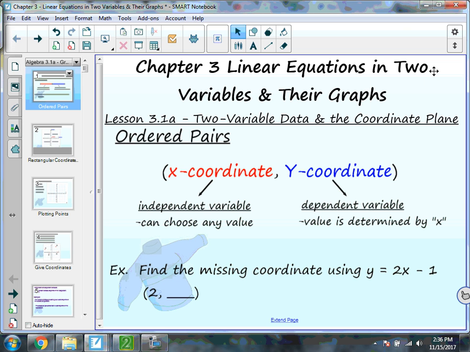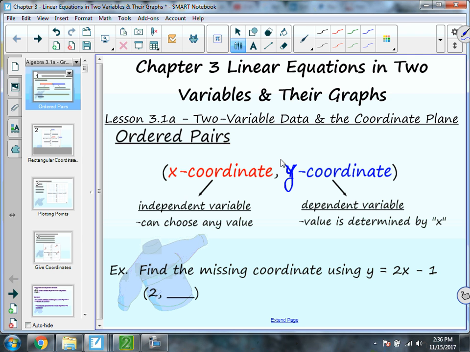Okay, so an ordered pair is called an ordered pair because the numbers have to occur in a specific order. X occurs first and then Y. There is a Z if you're going to graph in 3 dimensions, but that is not for a while. You'll do that in Algebra 2.